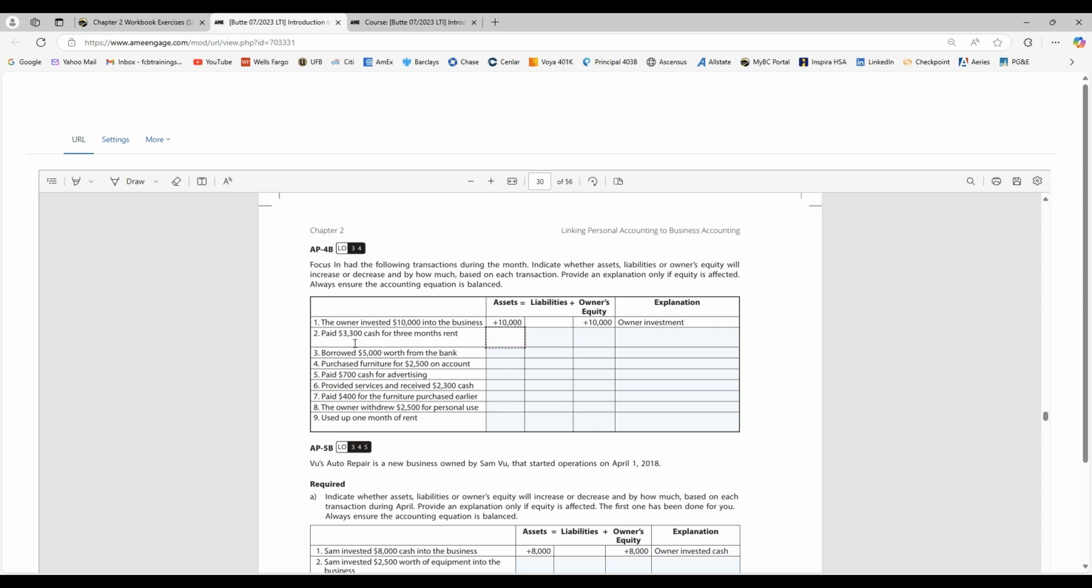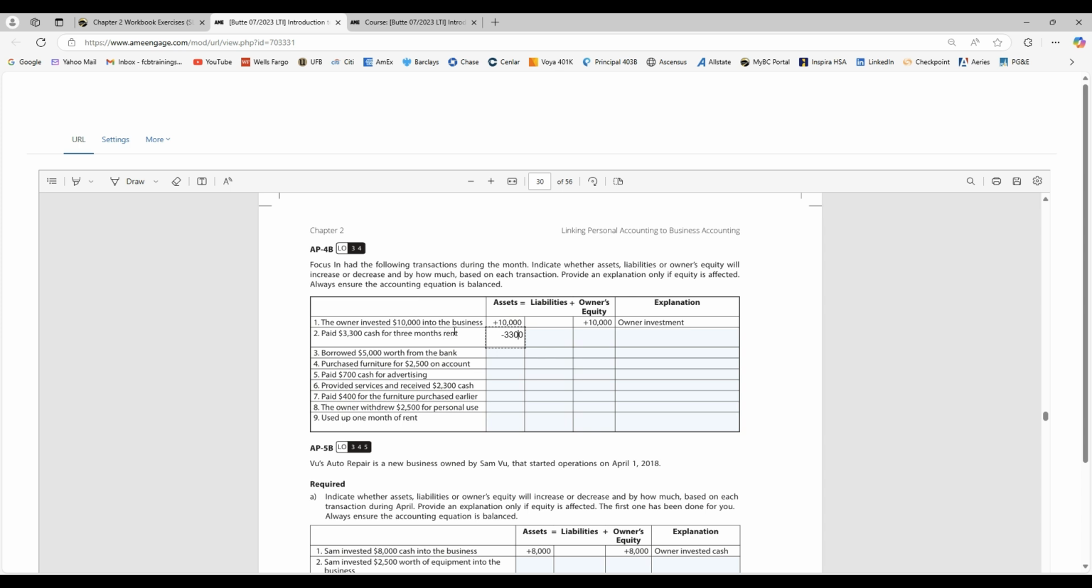So the first transaction says paid $3,300 cash for 3 months of rent. A couple things to note here. Right off the bat, we can see that we paid $3,300 in cash, so that's a pretty easy one to note: we're going to reduce an asset. But then the other side of the equation says 3 months rent.